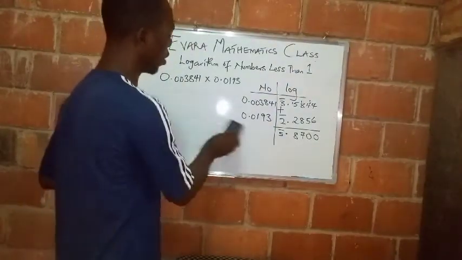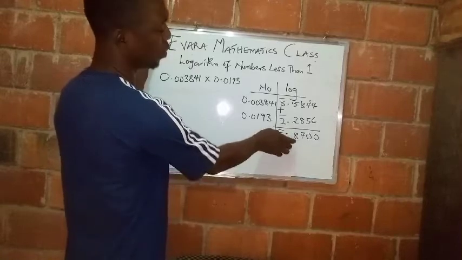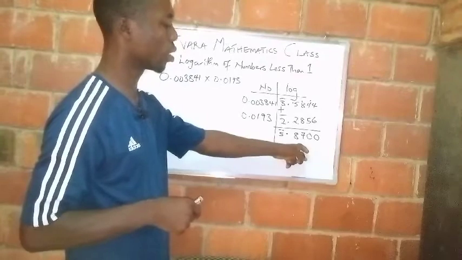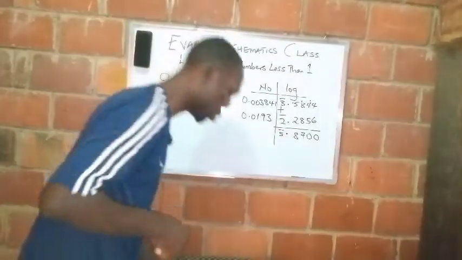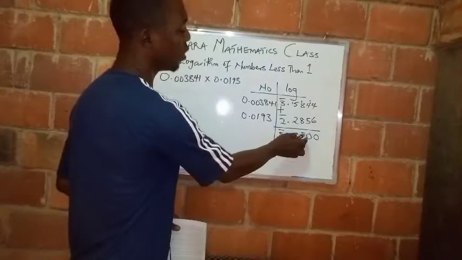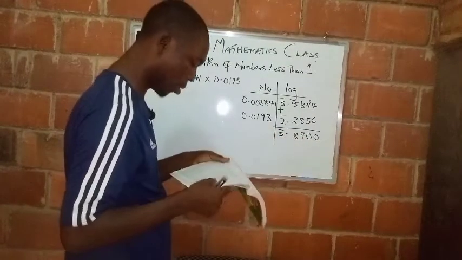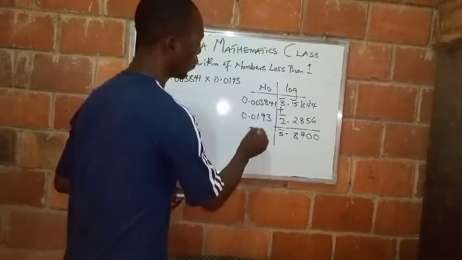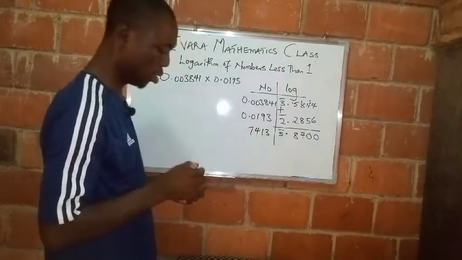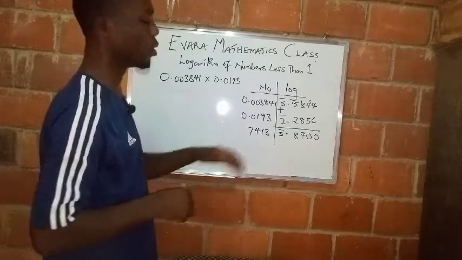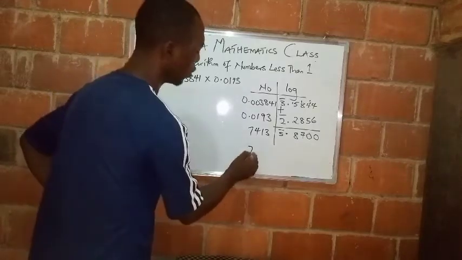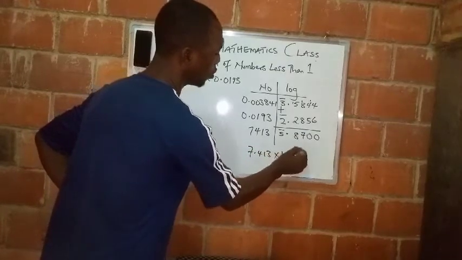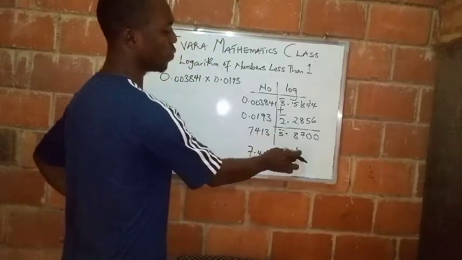After adding and getting their sum, the last thing to do is to find the antilog of this number. So antilog 0.87 under 0. That is 7413. So our final answer now will be 7.413 multiplied by 10 raised to power of what? Minus 5, because of this bar 5.